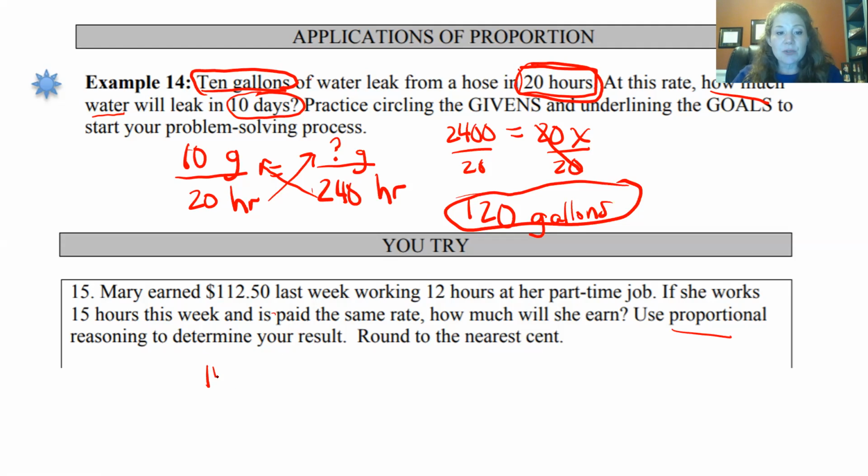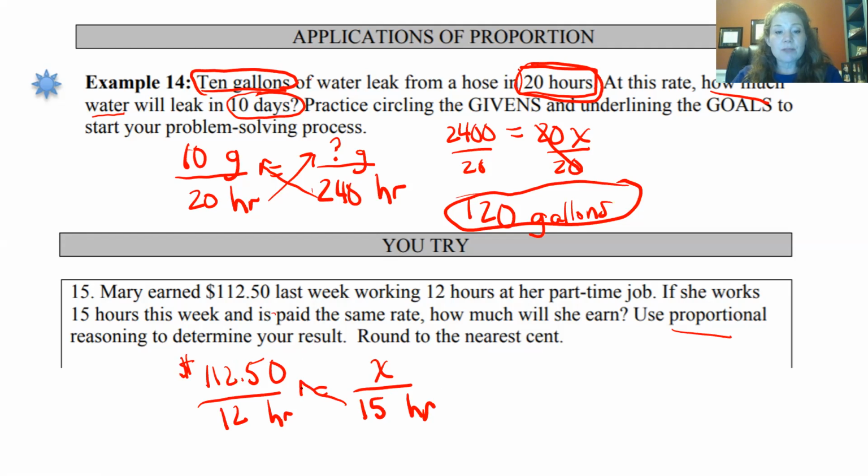So we could do $112.50 on the top, that much money in 12 hours. Or we could flip this, since we're writing a proportion, it doesn't have to be in a particular order as long as the second ratio is the same. So we do money to hours, since that's how we set up the first one. Since she worked 15 hours, we wouldn't put that on top because hours go on the bottom because of the way we set up the first one. And the question is how much money?